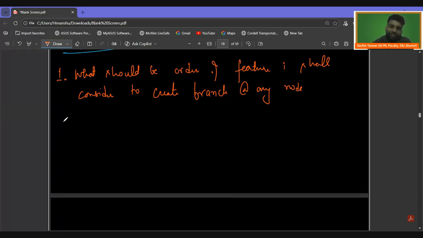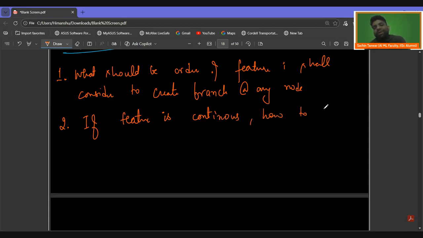Second, if the feature is continuous, how to decide the split?